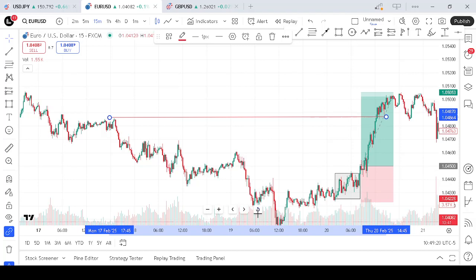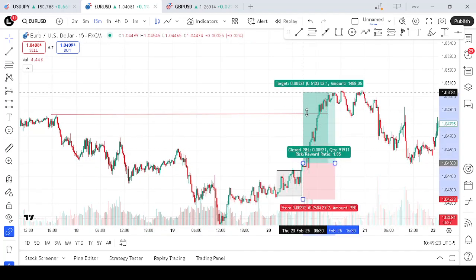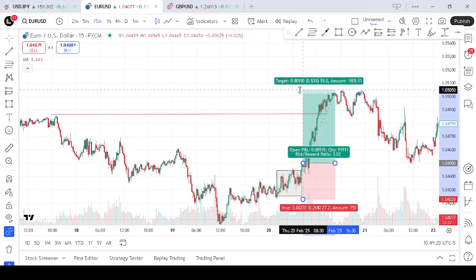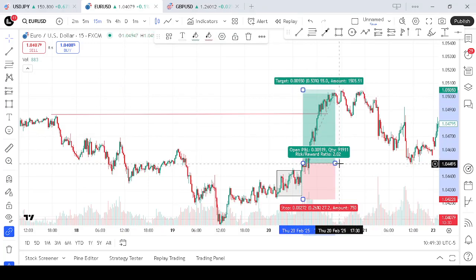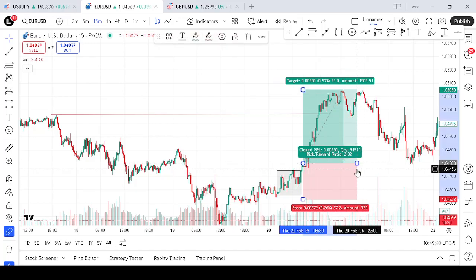Or we can also decide to consider a risk to reward of 1:2. If we have a 1:2, I think we are okay to leave the chart. 1:2 is a standard risk to reward that we can always target. This means for every dollar you risk, you would make at least $2. This is how we can manage our trade.